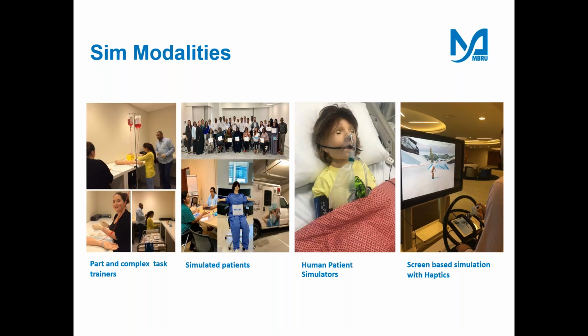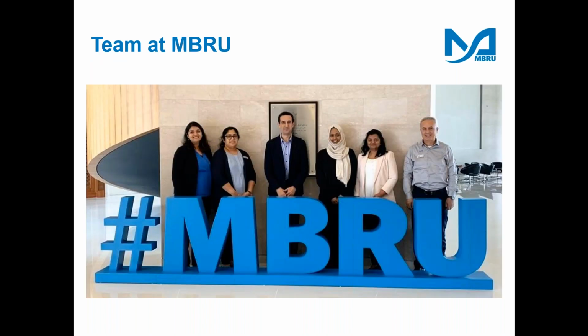Here are a few examples of the sim modalities that we use. As I said, we have various part and complex task trainers. We also have an extensive bank of simulated patients, which I will be talking about later. We also have human patient simulators. We have 19 medium and high fidelity human patient simulators ranging from newborn to adult. We have the full range of it. And a couple of screen-based simulation with haptics. That's basically for the surgical sim and kinesthetic skills.